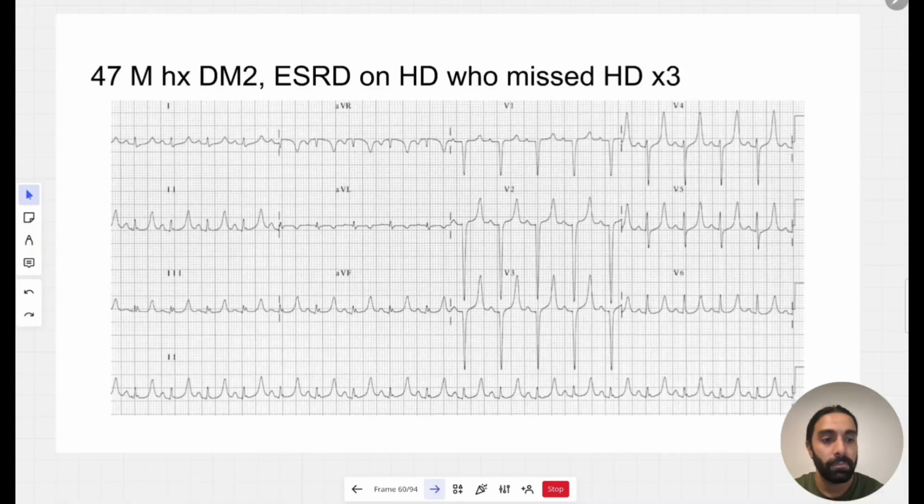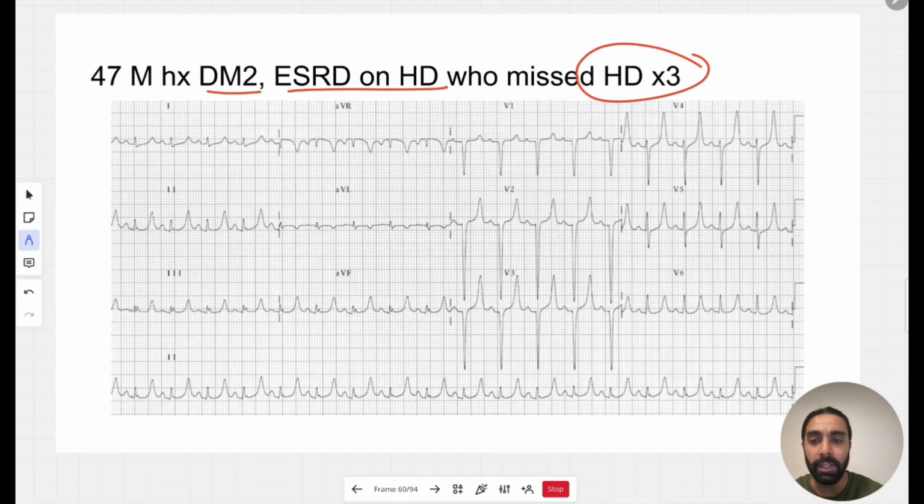So we have a 47-year-old male, diabetic, ESRD on dialysis, who missed 3 sessions of dialysis. So that's a week's worth. And so if somebody comes in with dialysis that's been missed, you should be looking for complications of that.